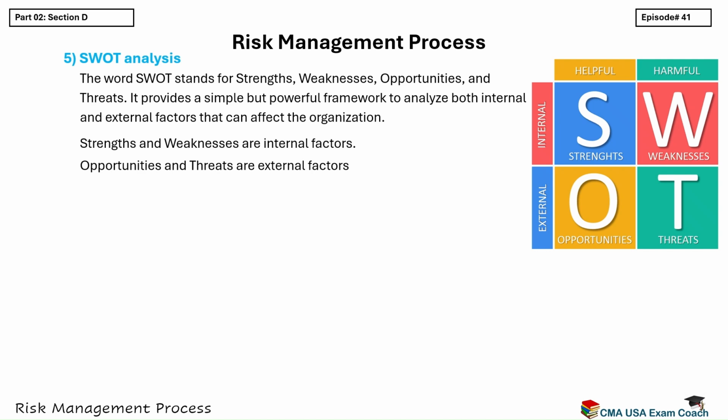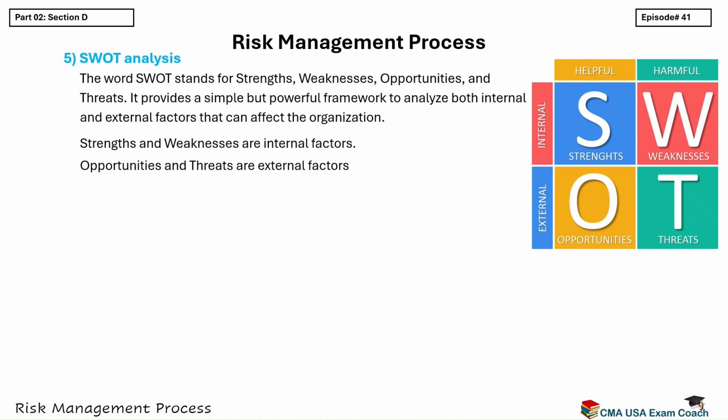Opportunities and threats are external factors, meaning they usually lie outside the control of management in the short run. For example, opportunities might include things like a country reducing tariffs, which could open new markets, or an increase in demand that allows the company to capture a bigger market share. On the other hand, threats might include rising costs of raw materials, increasing competition in the industry, or a shortage of skilled labor. By carrying out a SWOT analysis, management can clearly see where the company stands.